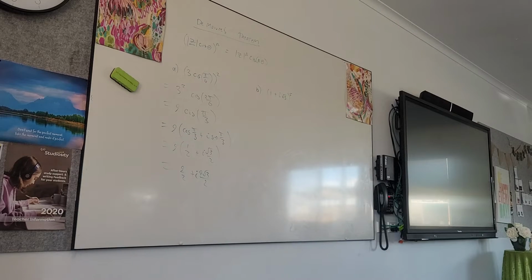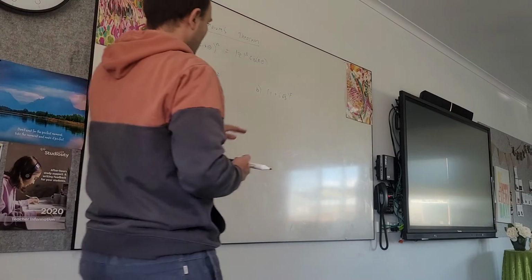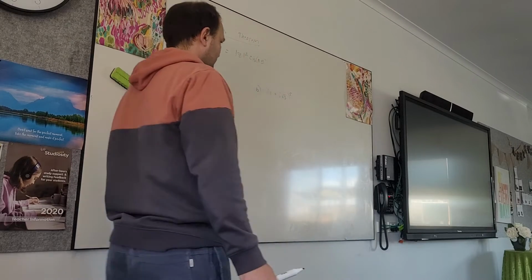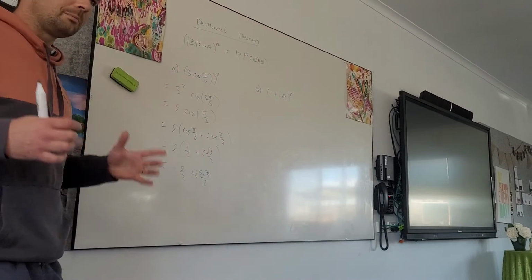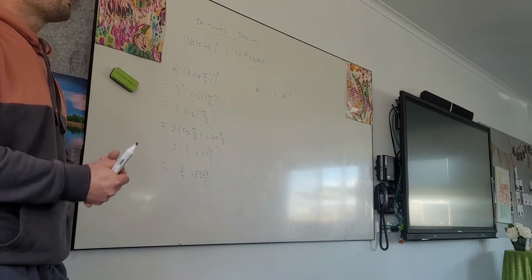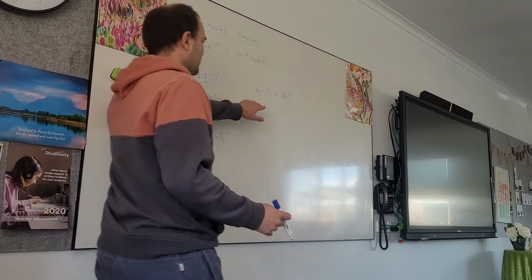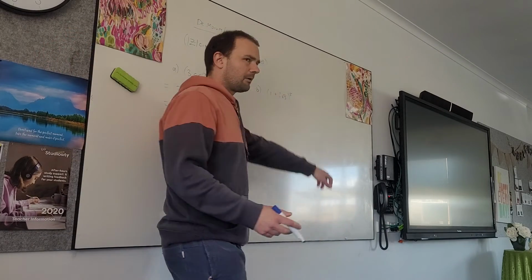Okay, we've got the next one here. Now you're looking at that and we could go, oh, we could apply the binomial expansion and expand that out forever. It would be very painful. The quickest way to solve a problem like this is to convert it to polar form and then apply De Moivre's theorem.